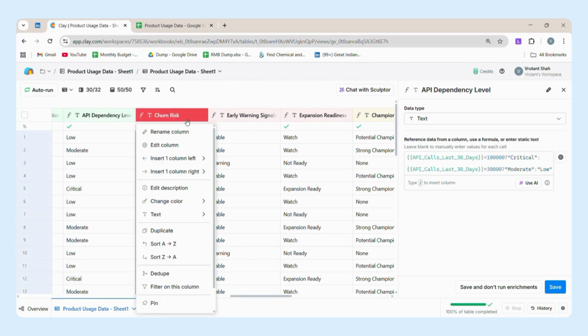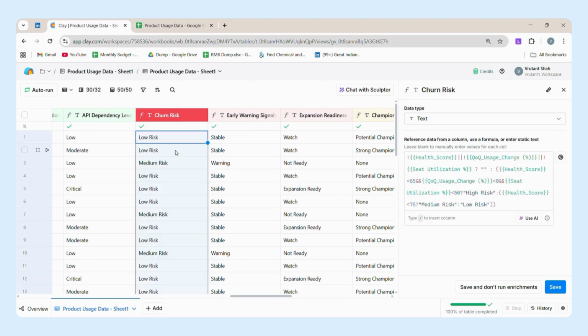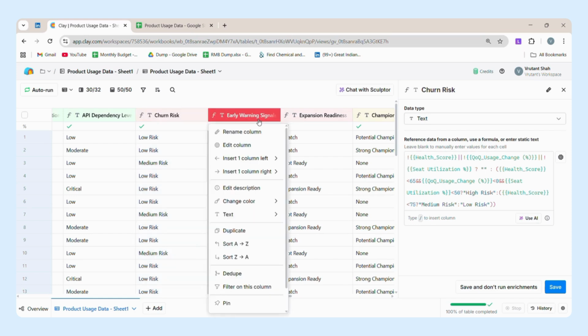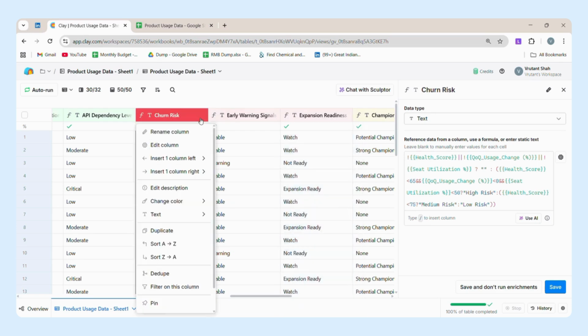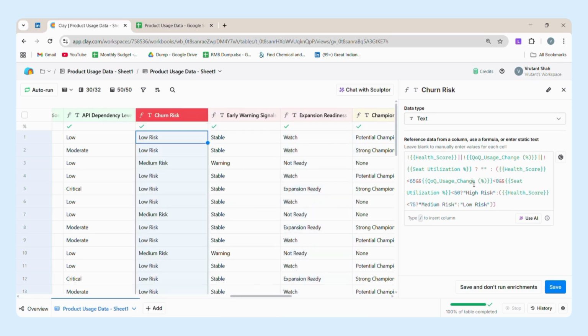wherein we want to identify, say, the churn risk, or get early warnings on whether the account might go or might be a stable account, and also to understand whether they are ready for an expansion or not. In terms of the churn risk, we have taken as inputs the health score that we got from our product usage data. We saw the change in usage on a quarterly basis. We saw how many seats were utilized from the seats that were purchased, to finally give us the risk, whether it's a low risk, medium risk, or a high risk.